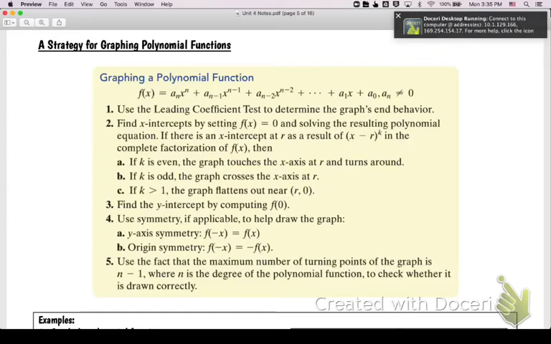All right, to finish out section 2.3, we're going to look at a general strategy for graphing polynomial functions. Now again, when we're graphing by hand, it is not going to be perfect because we are not computers, but we can manage to come up with a decent sketch that has a fair amount of information, and that's what we're going to do here.